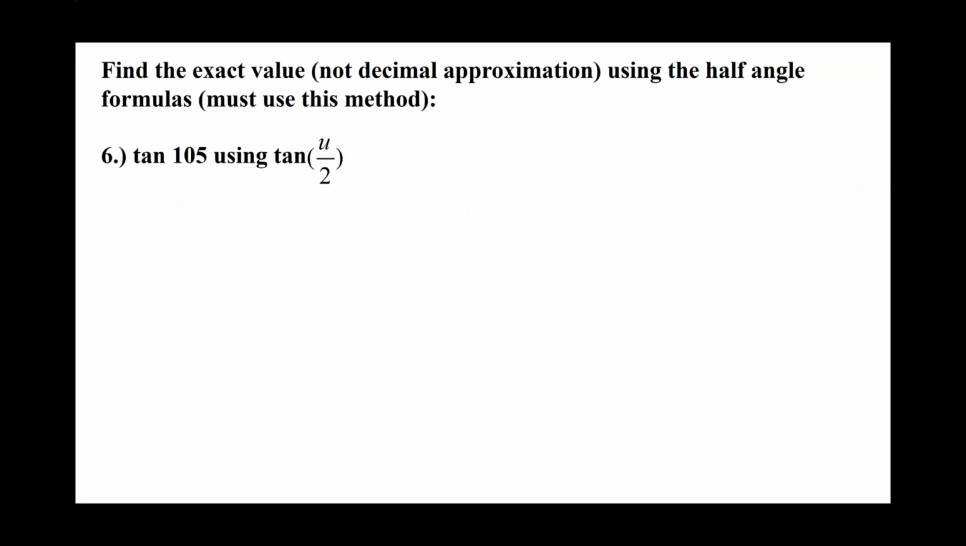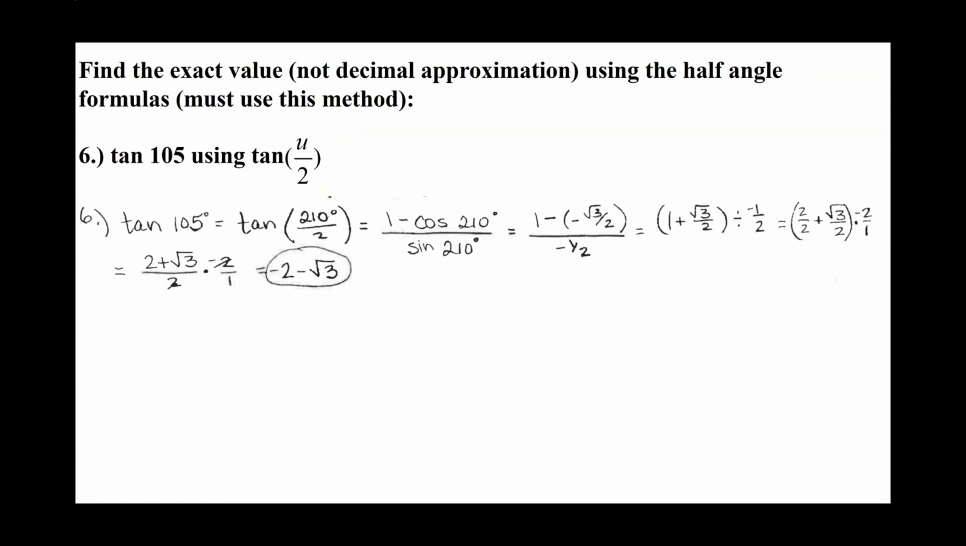All right, then tangent 105, using half angle formulas. What divided by 2 is 105? Well, 210 divided by 2 is 105, right? So I'm going to use my formula, 1 minus cosine, and I'm putting the 210 in for u, over sine 210, all right? So if you look on your unit circle, cosine 210 is negative square root of 3 over 2, and sine 210 is negative 1/2.